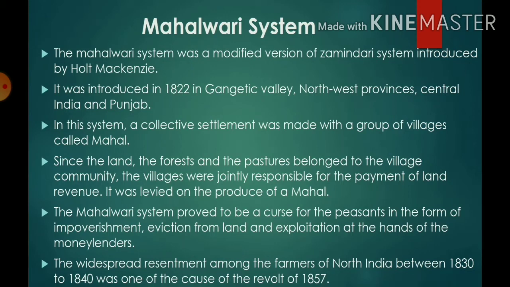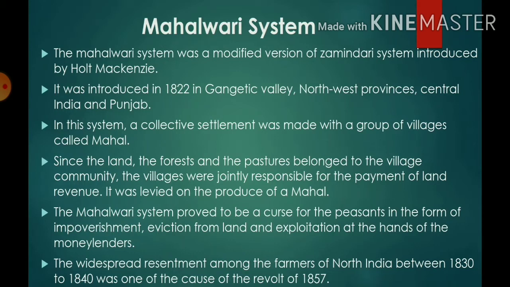The Mahalwari system proved to be a curse, meaning abhisap, for the peasants, in the form of impoverishment, eviction from land and exploitation at the hands of the moneylenders. The widespread resentment among the farmers of North India between 1830 and 1840 was one of the causes of the revolt of 1857.